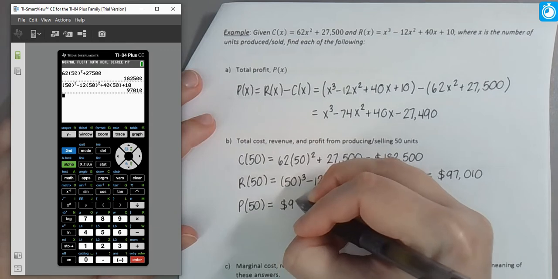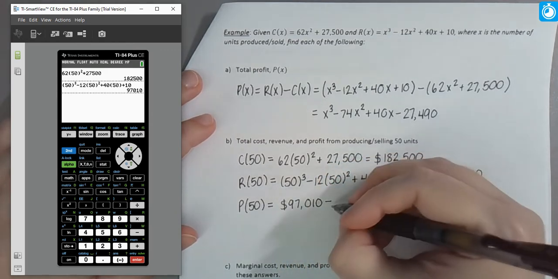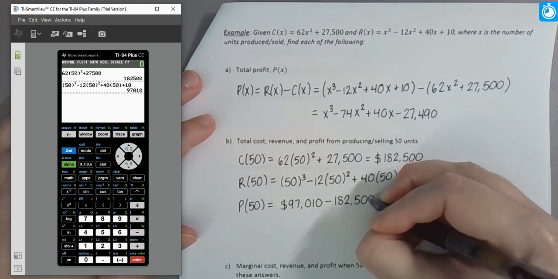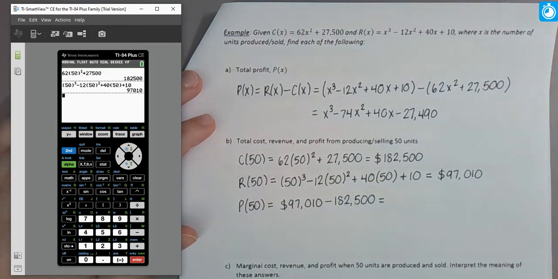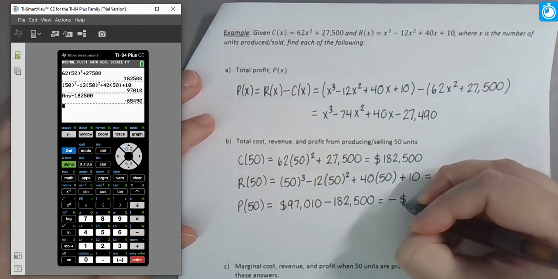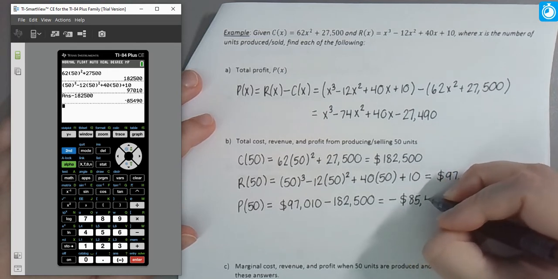So 97,010 minus 182,500. And now we're again talking dollars, but it's negative. So negative $85,490.